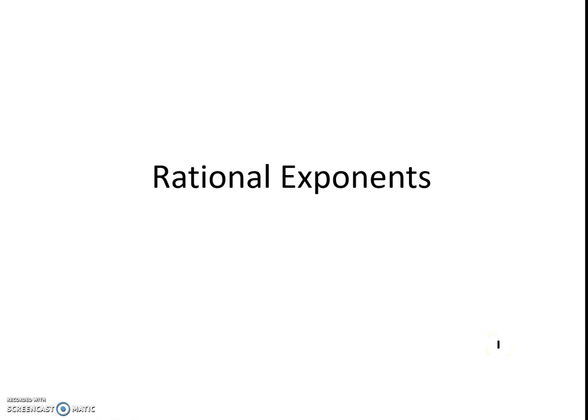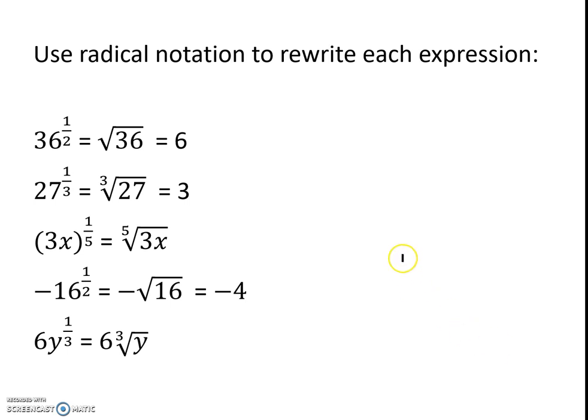Today we're going to look at rational exponents. First of all, we have radical notation to rewrite each expression. 36 to the 1/2 is the same as the square root of 36, which we know is 6. 27 to the 1/3 means the cube root of 27, and we know 3 times 3 times 3 is 27, so the cube root of 27 is 3.